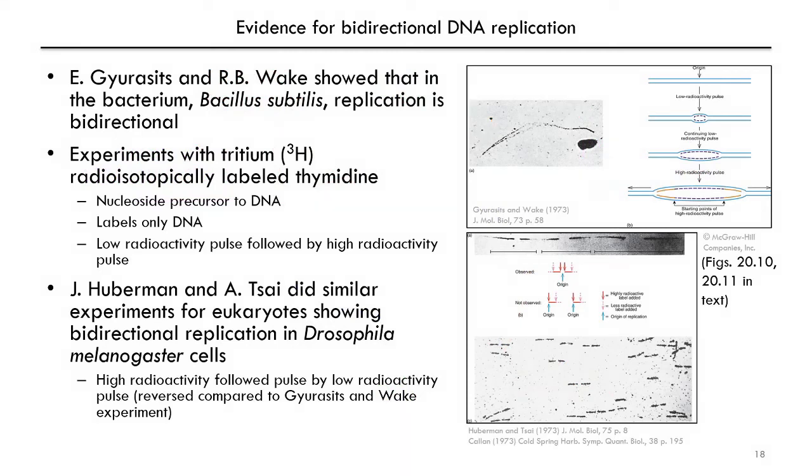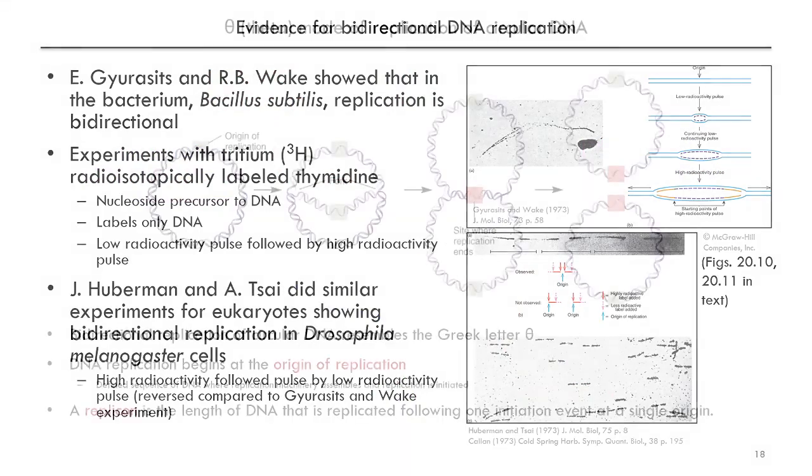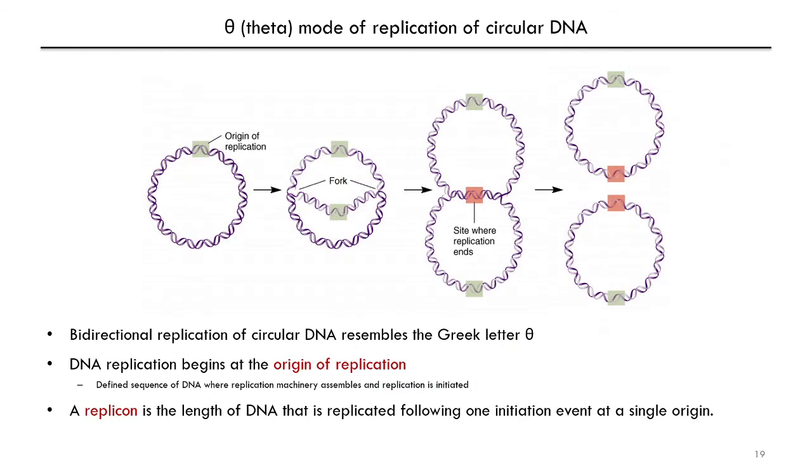Around the same time, Huberman and Tsai did similar experiments in eukaryotes and showed that in the fruit fly Drosophila melanogaster, DNA replication is also bidirectional, except in these studies, they swapped the order of the high and low radioactivity pulses. In bacteria which have circular genomes, bidirectional replication of circular DNA resembles the Greek letter theta. DNA replication begins at the origin of replication. Again, this is a defined sequence of DNA where replication machinery assembles and replication is initiated.